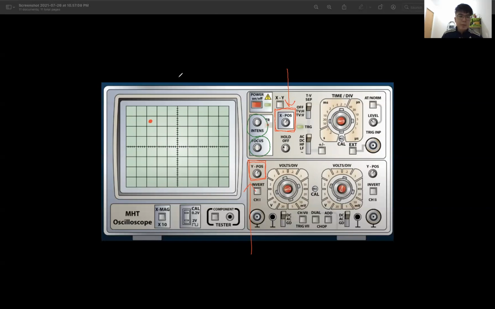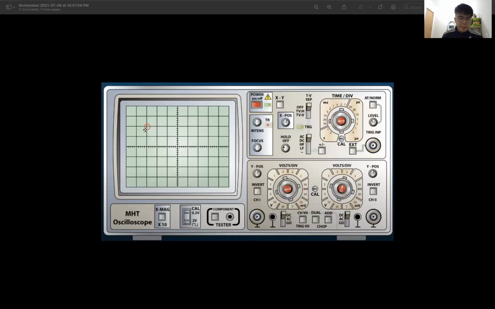So I would adjust the x position to bring this dot. Why I cannot move? Wait. To bring this dot, I cannot move. Let's see if I can move this. Okay, yeah, sorry. Okay, let's say the dot is here.